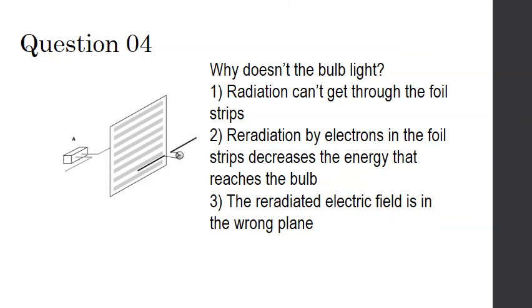All right, so the answer for 4 is, let's see, radiation cannot go through the foil strips. Well, we know that's wrong. Re-radiation by the electrons in the foil decreases the energy that reaches the bulb. The re-radiation electric field is in the wrong plane. Well, I know it can't be 3 because the electrons could go parallel to the foil, so it's got to be 2. The re-radiation by the electrons in the foil strip decreases the energy that reaches the bulb.